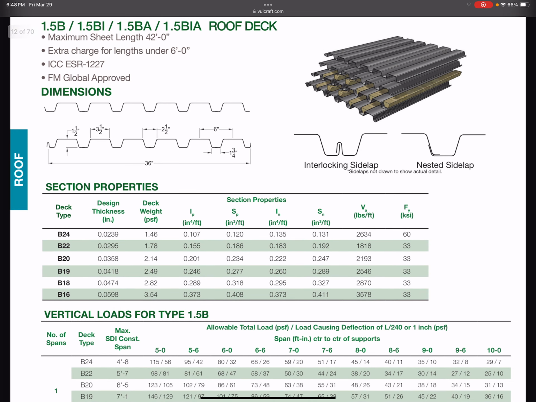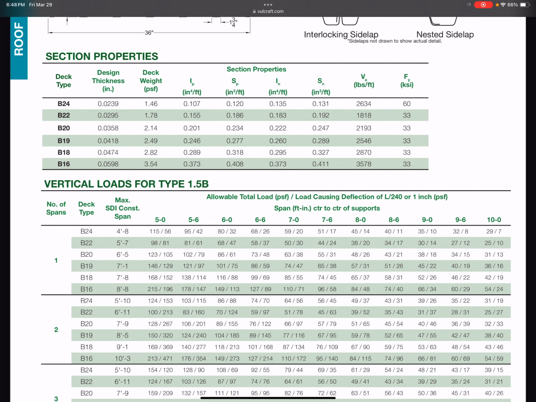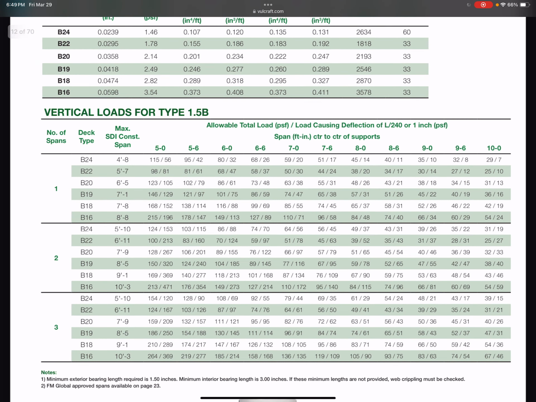So 1.5B deck, for those of you who've had masonry, I'm sure you're fairly familiar with all of this, but for those that have not, essentially when you're specifying metal deck, you get to really pull design values out of a chart. So they give us number of spans, deck type, maximum construction span. So that makes sure that the deck is adequate to just install the decking and then have that construction load, right? So for roofs, it'd be 20 pounds per square foot. So they want to make sure that you can build it, right, without it collapsing.